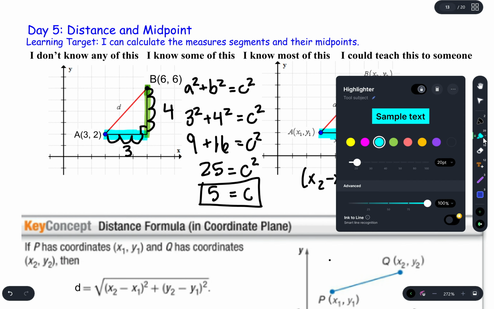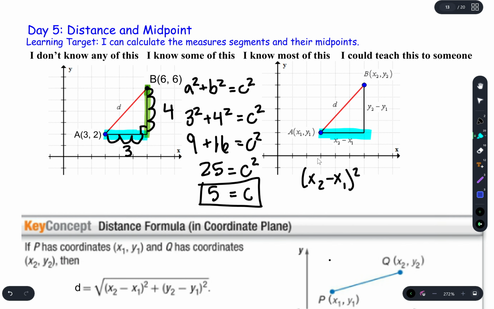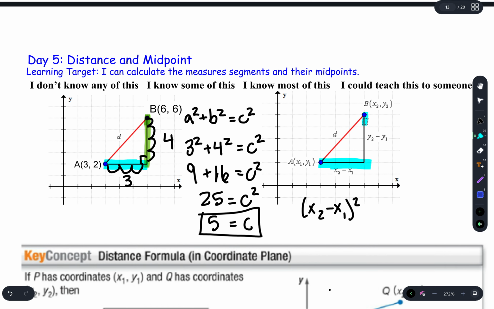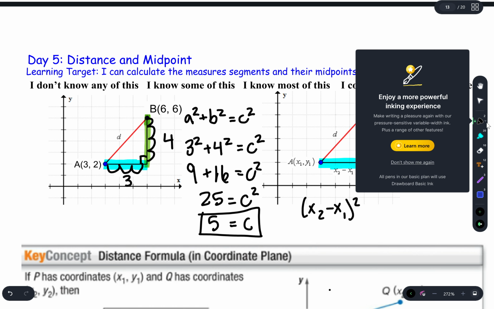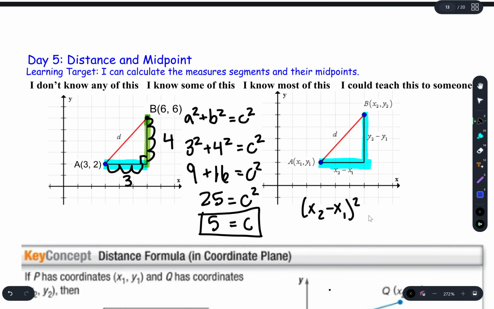Then I did the same thing vertically. I took the y value of point B minus the y value of point A, this guy right here. And I got y2 minus y1 as my vertical distance.